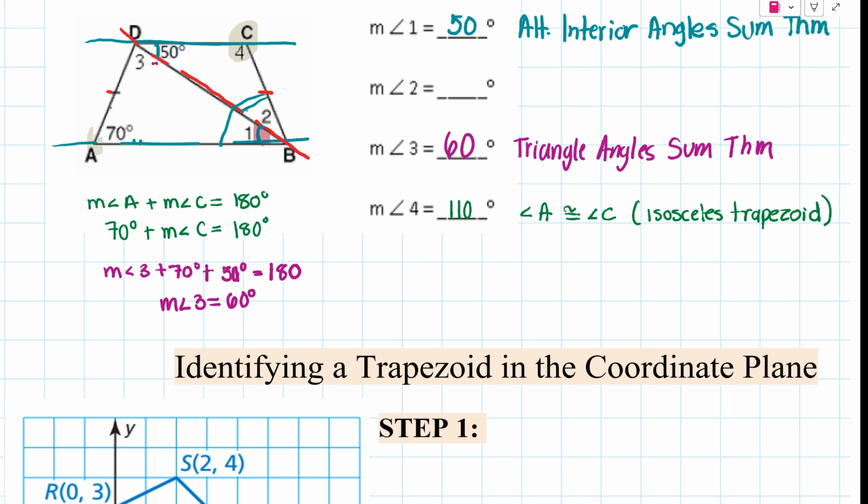What do we know about it? We know that when we have an isosceles trapezoid, the base angles are congruent. That means that angle A will be congruent to angle B. We know part of angle B is 50, so the remaining part needs to be 20 degrees. So that together, it's 70, which is the same as the measurement of angle A.